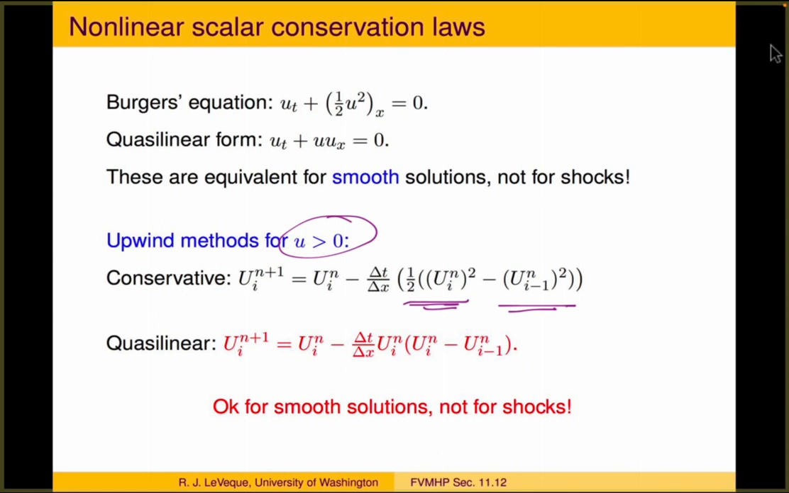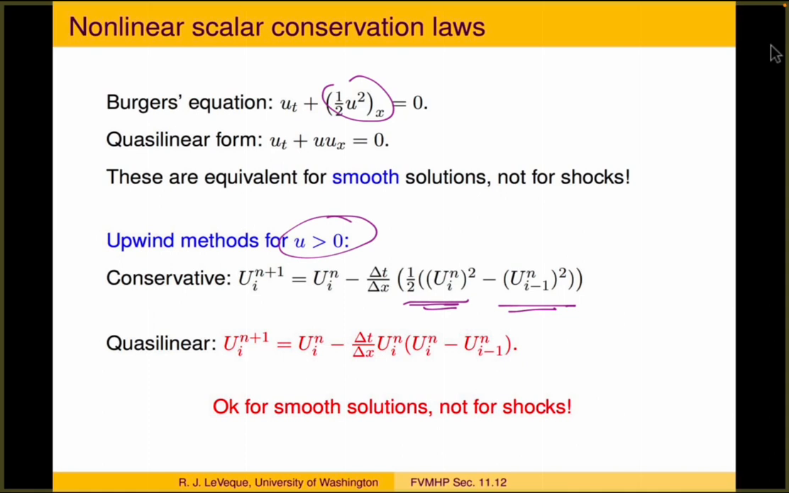and then using the fact that u is greater than 0, we know that those fluxes are coming from the adjacent cell to the left of each of those interfaces. And so this is using the flux from the conservative form and doing a flux differencing in conservation form, and that's a conservative method that guarantees that shocks will propagate at the correct speed.